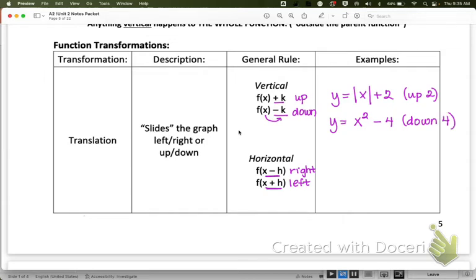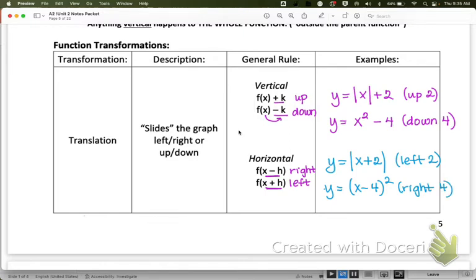Horizontal is going to happen inside the bars or inside what's being squared. And so it'll look different. Horizontal would look like y equals the absolute value of x plus 2. See how the plus 2 is between the bars rather than after? And remember, this is backwards, so this is going to move our graph to the left 2. And then if it was quadratic, parentheses are really, really important here because now you can see it's happening under the squared, not after. And the minus 4 here is going to move us to the right 4.